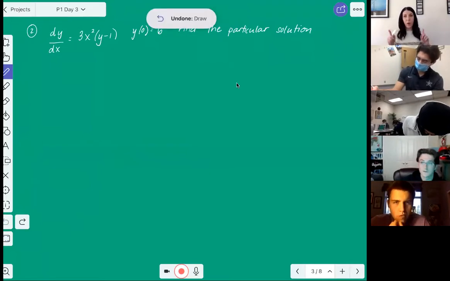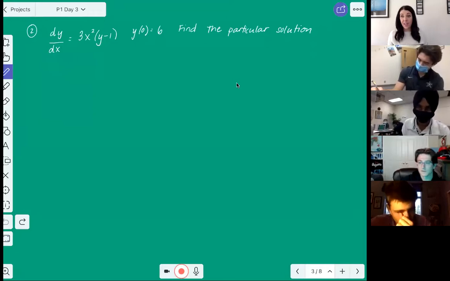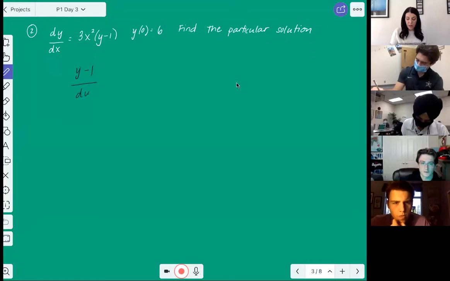Hold on. One important step that I said before. Where do the y's have to go? On which side? The same side. Or, yeah, but specifically they need to go on the left side. So if you end up with a y minus 1 over a dy, you have moved this over here. We do not want that on the right side.